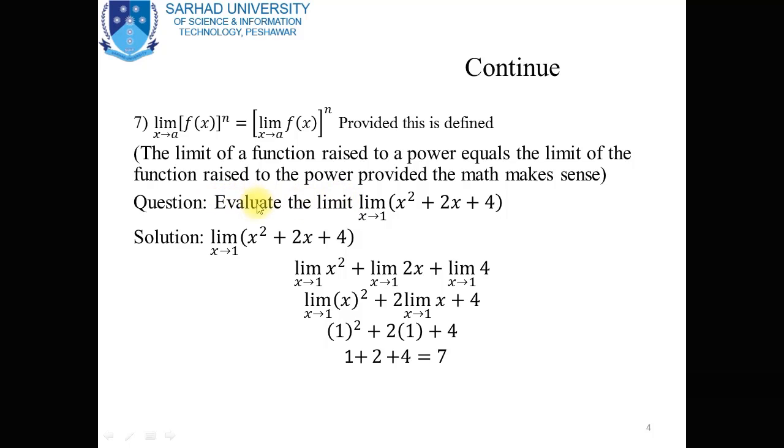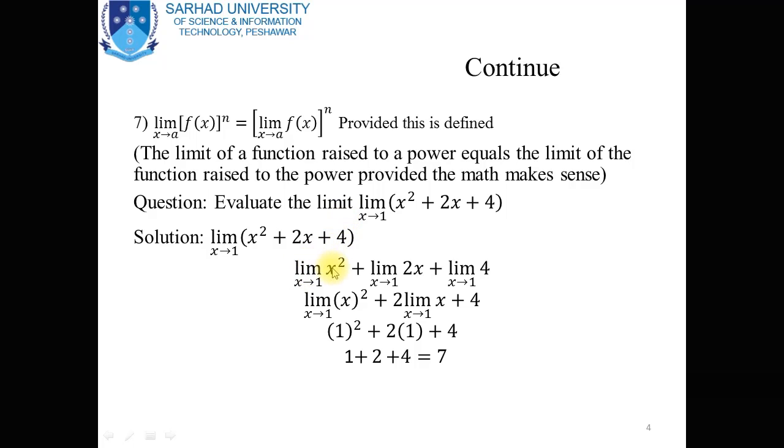You see over here, this is the first problem: evaluate the limit x tends to 1 of x square plus 2x plus 4. Limit x tends to 1 for the function x square plus 2x plus 4. Now applying the limit law, because you see over here these three terms are in the form of a sum, so applying the limit for the first term, then for the second term, and then for the third term.